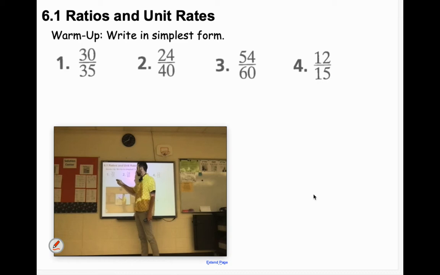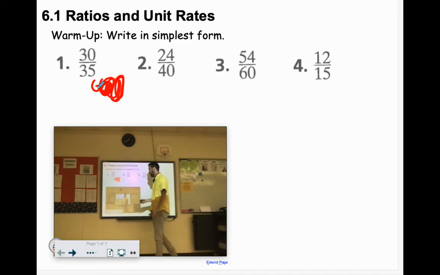Let's see if it'll let me write. Okay. Eventually that'll show up. Maybe. There we go. Now it all shows up.